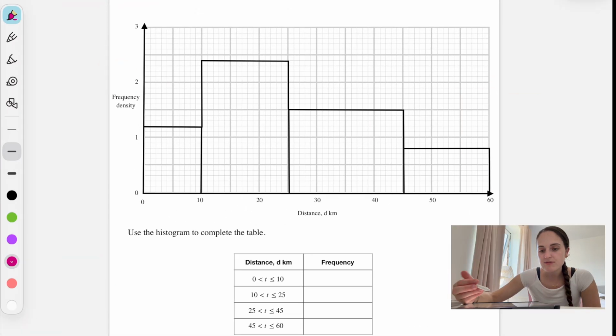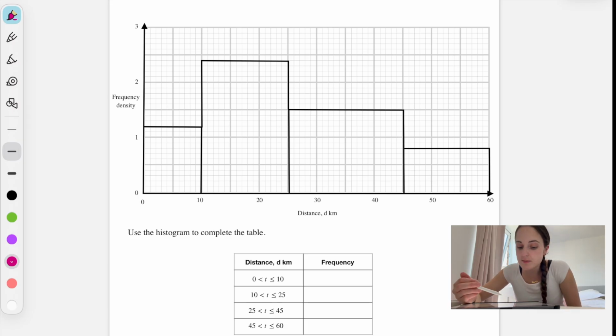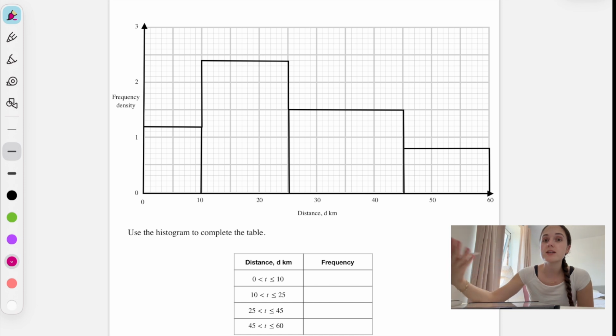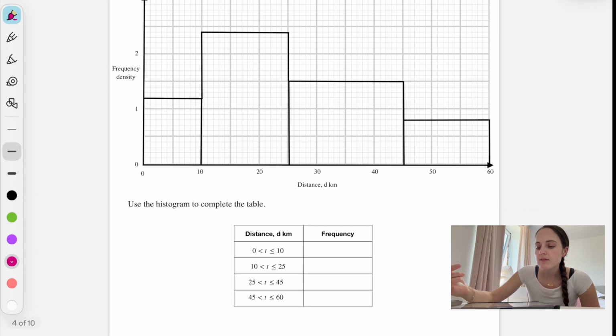This next question here, we have the histogram shows the distances travelled by some cyclists. We need to complete the table. So this time we're going the other way round. Rather than drawing the histogram, we need to use the histogram to complete the table. So when we have a histogram, to work out the frequencies, what we're going to do is work out the area of each of the bars. The bars are rectangles, and to work out the area of a rectangle, you simply do base times height.